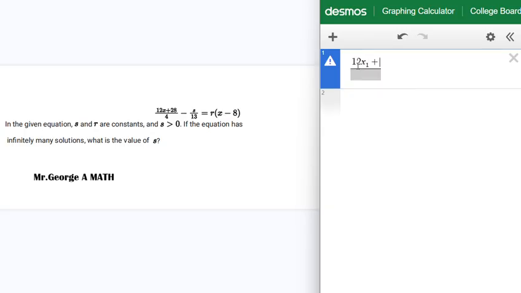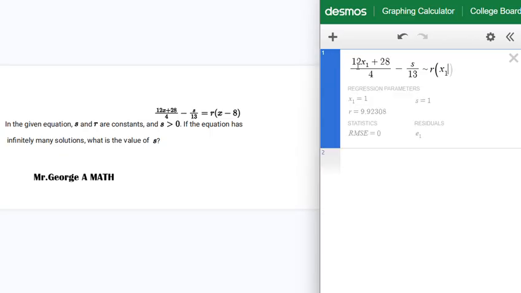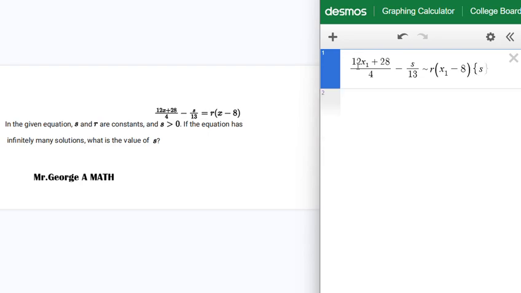So we can just type in the equation as we said in x1: 12x1 plus 28 over 4 minus s over 13 tilde r, here's x1 minus 8. Close your parentheses. And if you want to do the condition, you put s greater than 0, like it says.